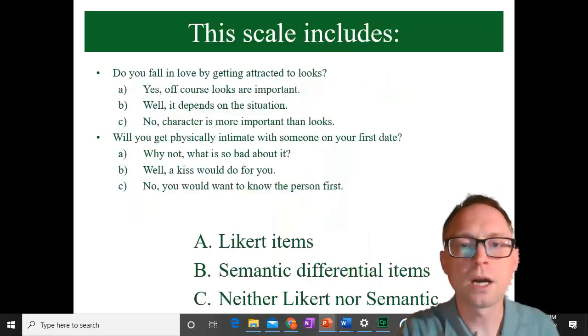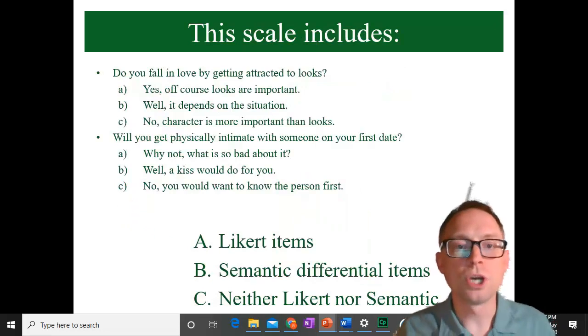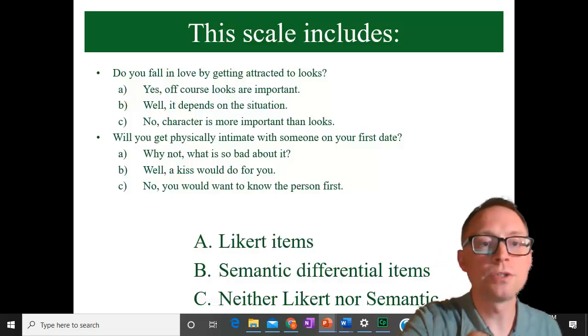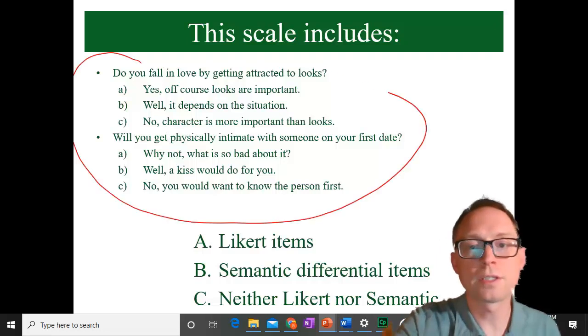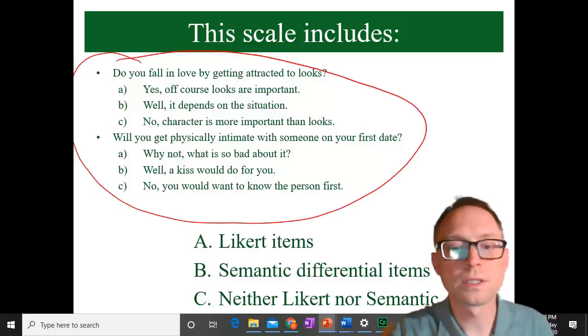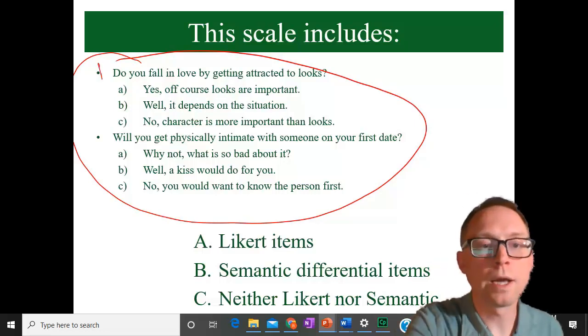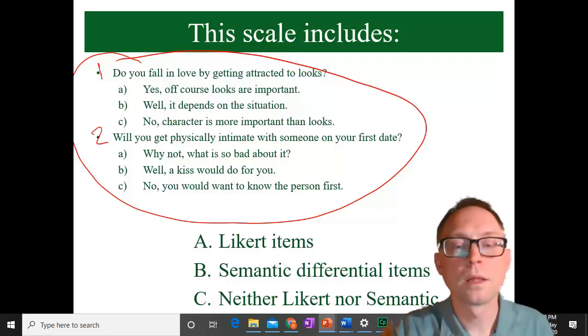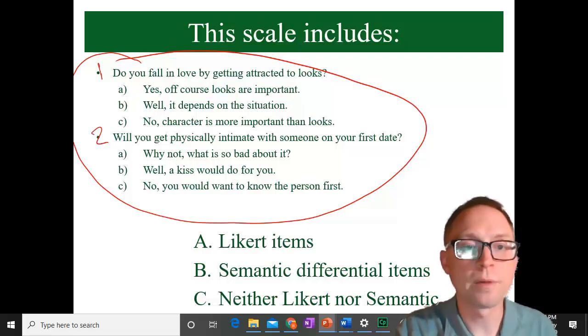So let's talk a little bit about scales. A scale is multiple self-report items that measure the same concept. So this is an example of a scale. These two questions, I'll circle the scale. This is the scale. Multiple self-report items. Here's one item. Here's two items. Multiple self-report items that measure the same conceptual variable.